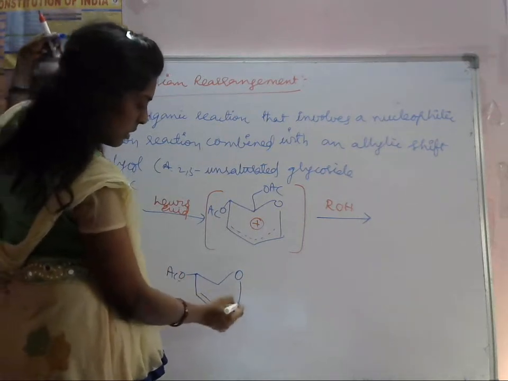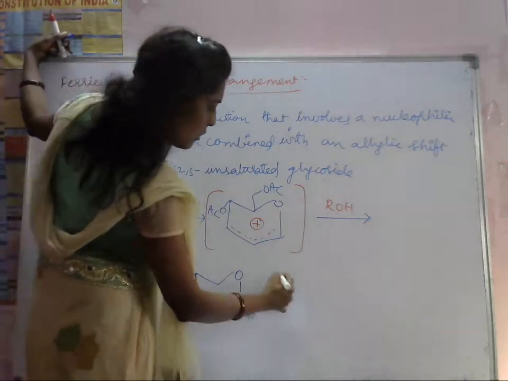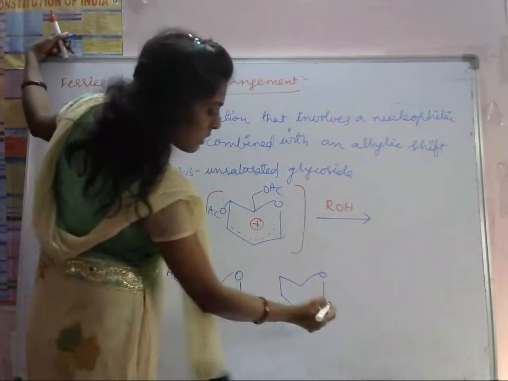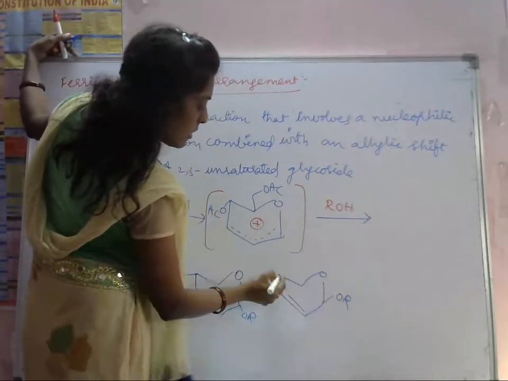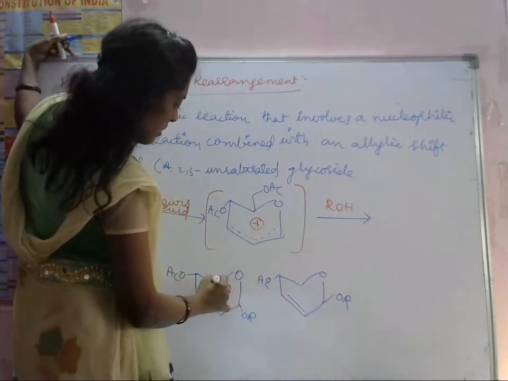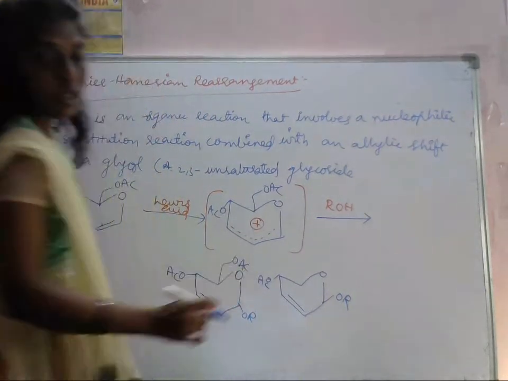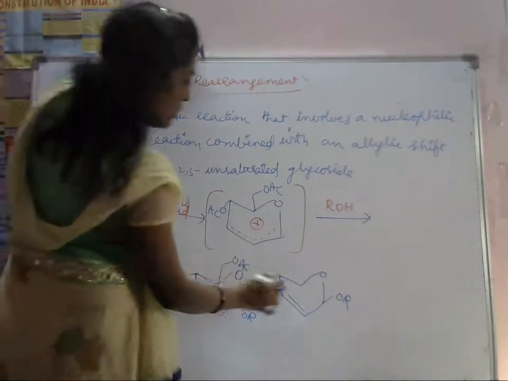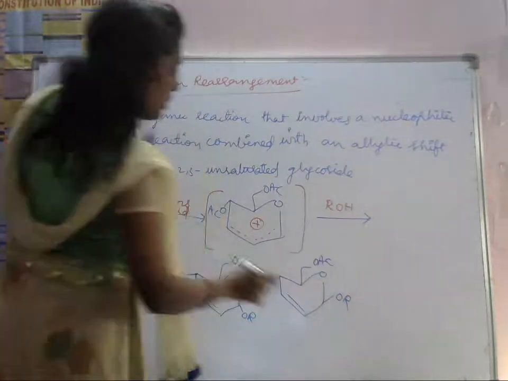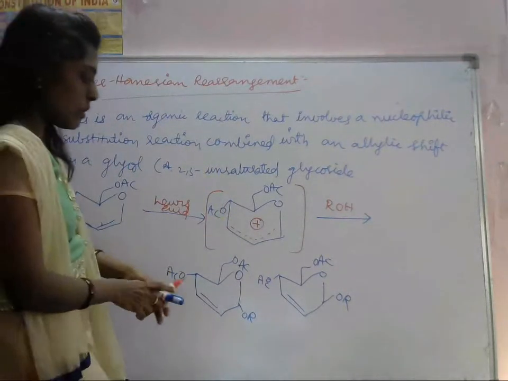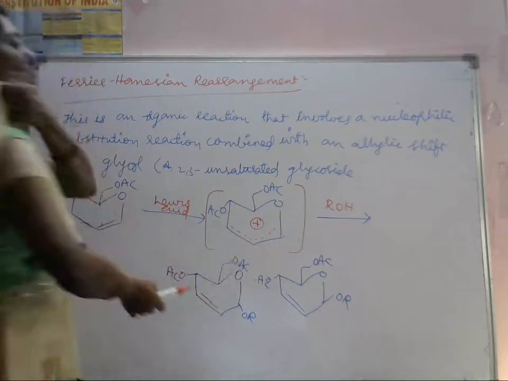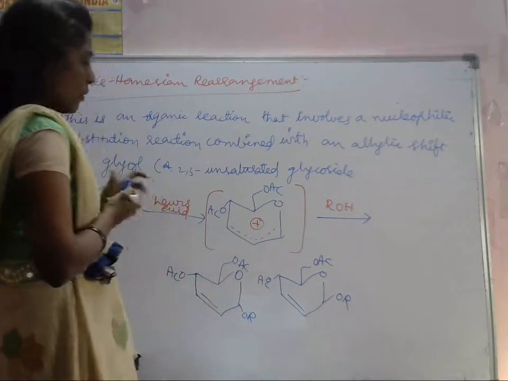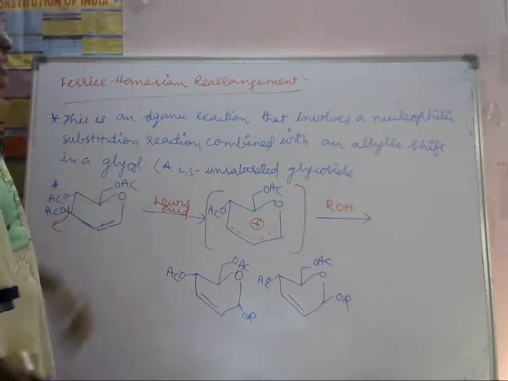Here OAc, here OAc, here OAc group is there. So we will get these two types of products, one is alpha and one is beta. This is called the Ferrier rearrangement.